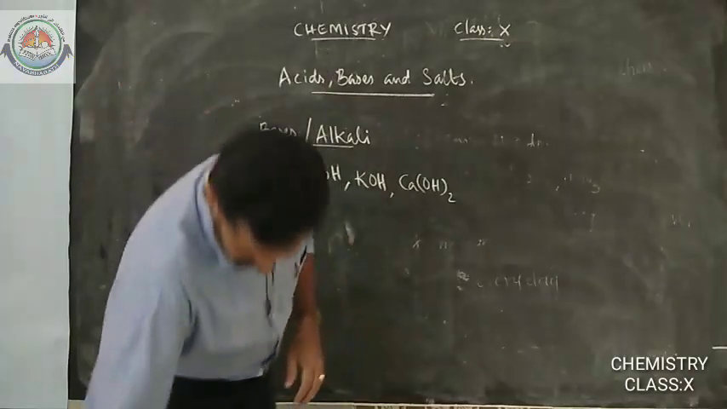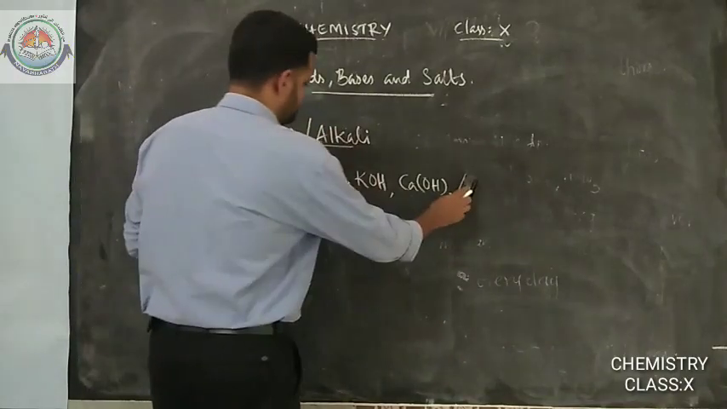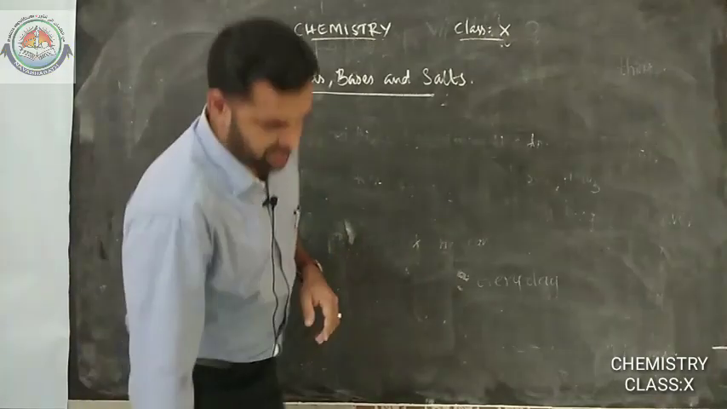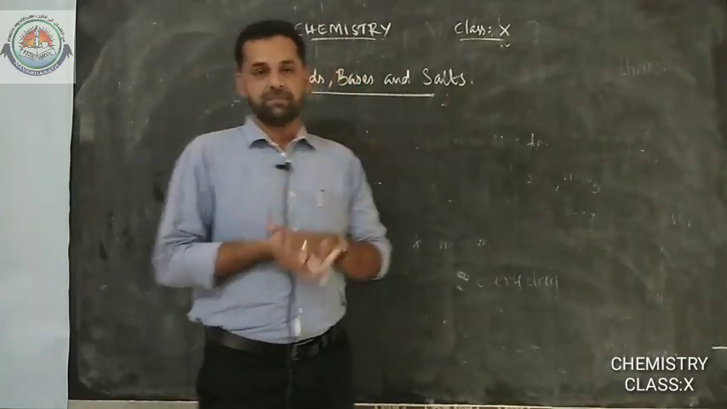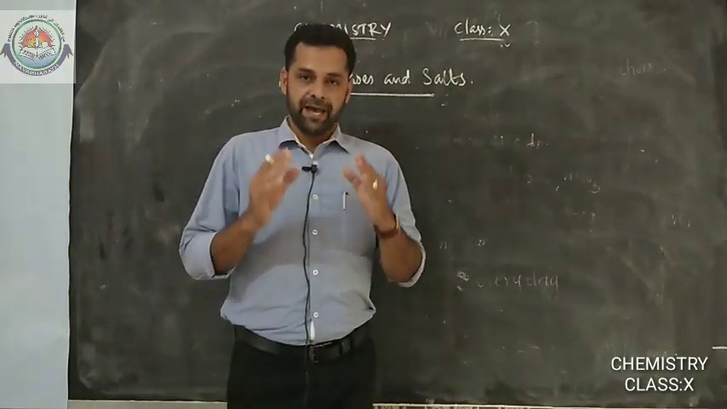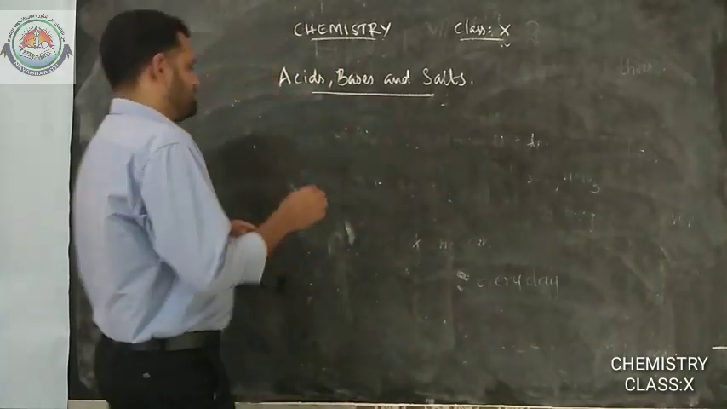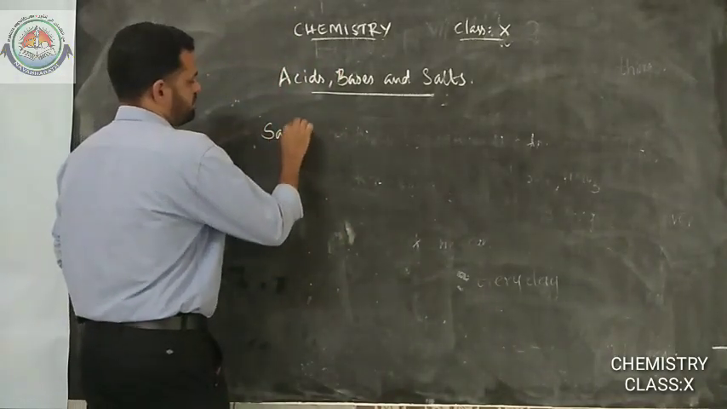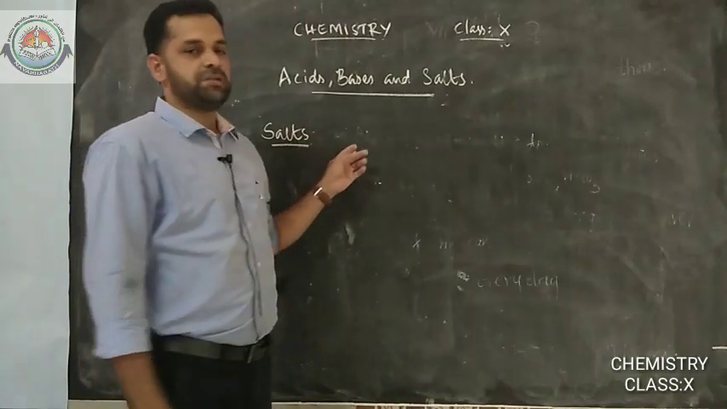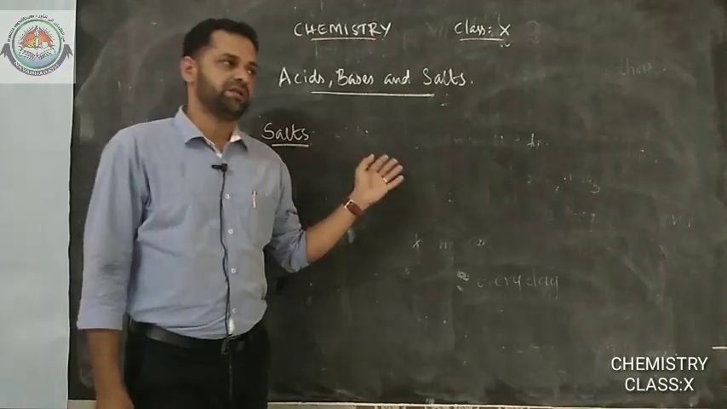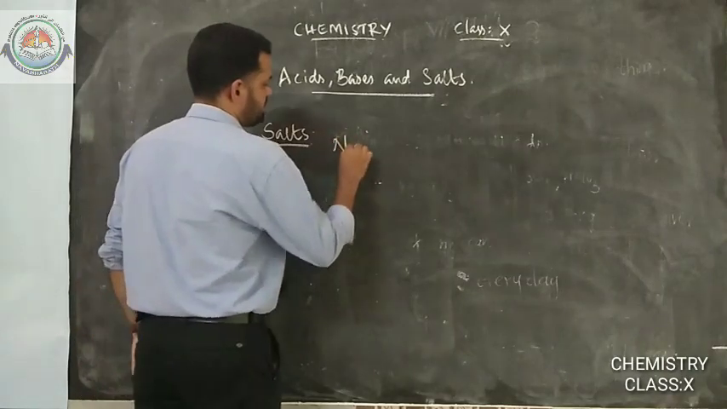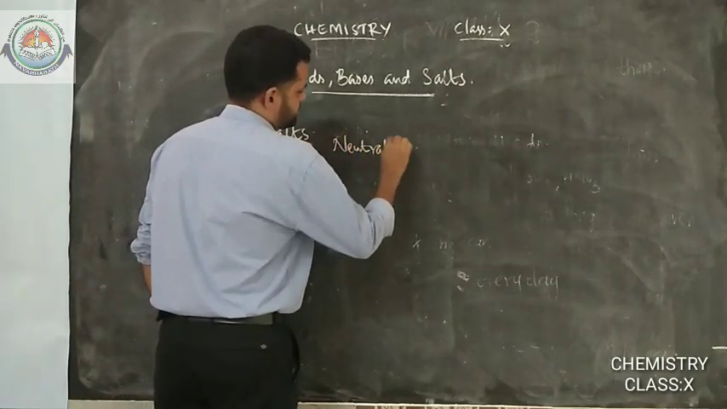And these are called bases. Then there are certain other substances which are formed by the combination of acids and bases. They are called salts. And the reaction between acids and bases, that you have already studied in your lower classes, is called a neutralization reaction.